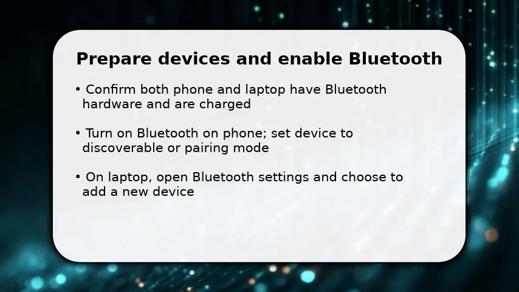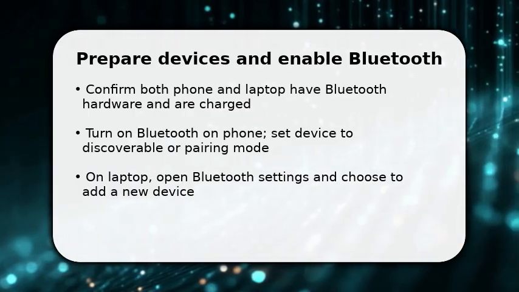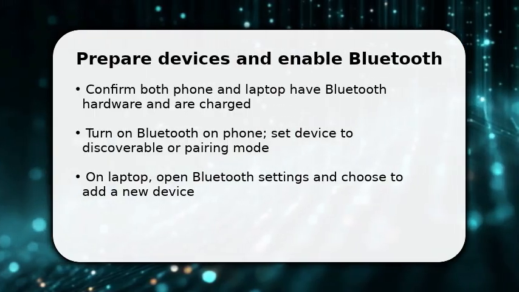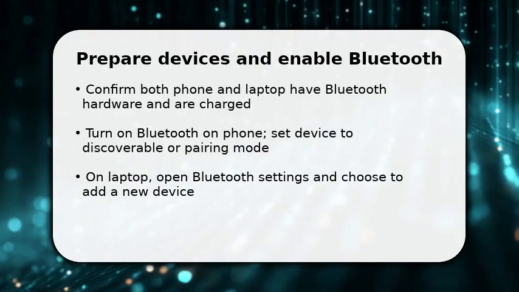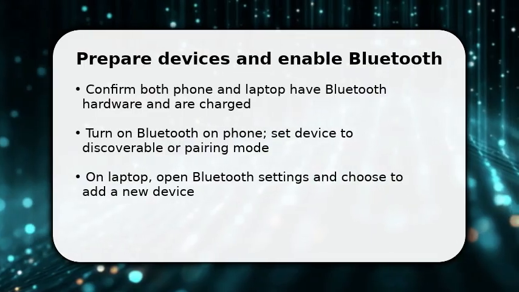You'll start by enabling Bluetooth on both devices so they can see each other. On your phone, turn Bluetooth on and set it to discoverable. This lets the laptop find it. On the laptop, open Bluetooth settings and choose Add or Pair a Device. Windows shows a list, Mac OS shows a menu.